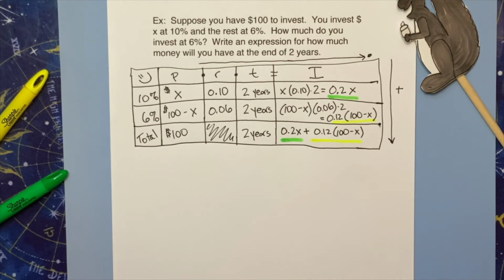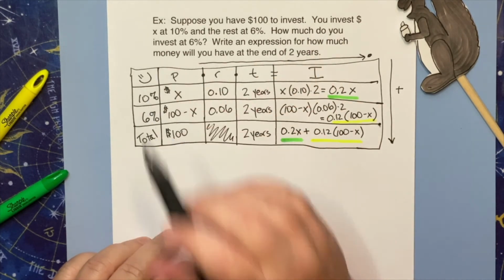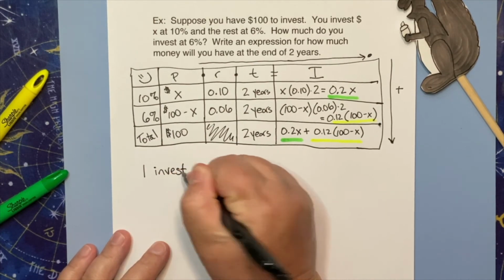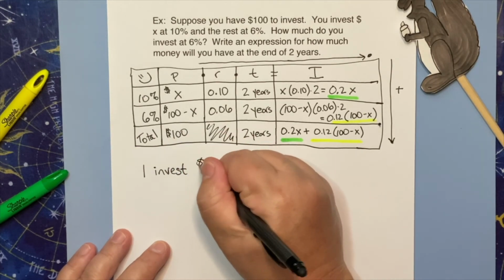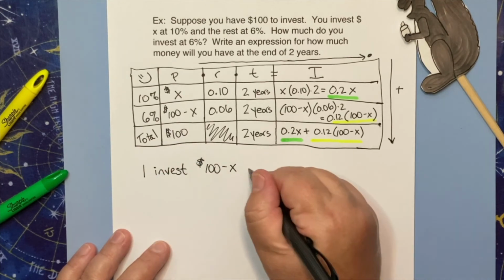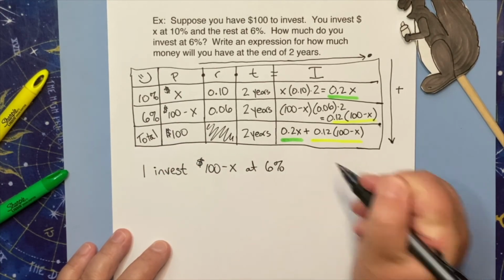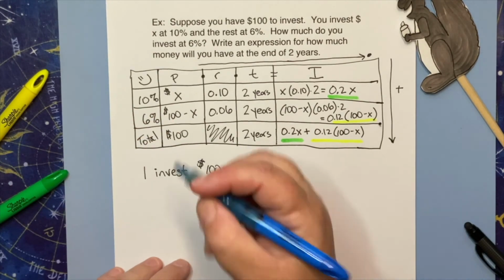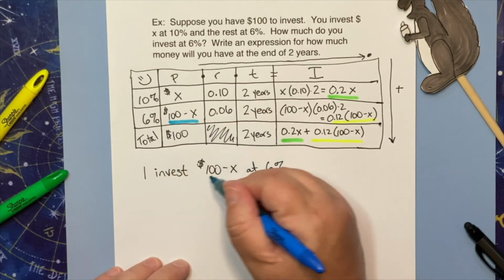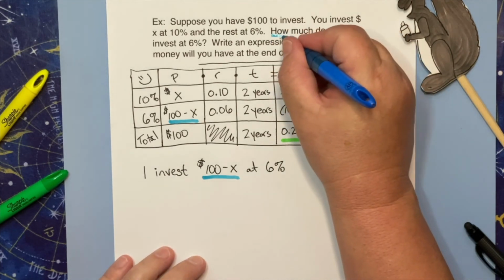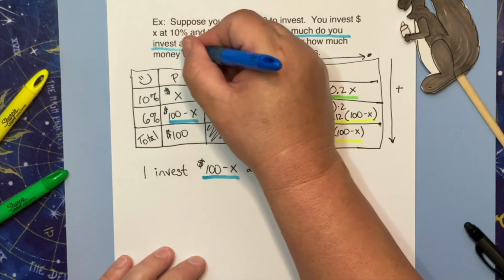So, what are our first two questions? The first question, how much do you invest at 6%? I invest 100 minus x dollars at 6%. So that's the first question, it's right there. It's this one. So that's the answer to the first question. How much do you invest at 6%?